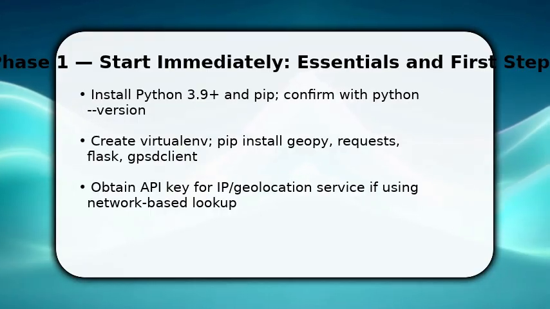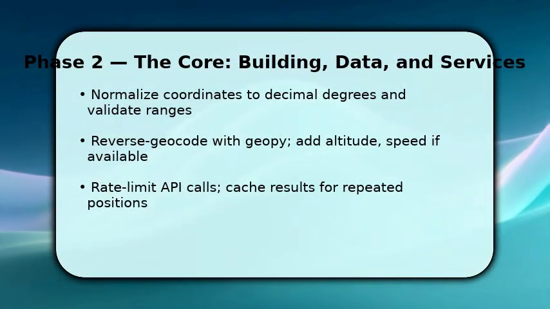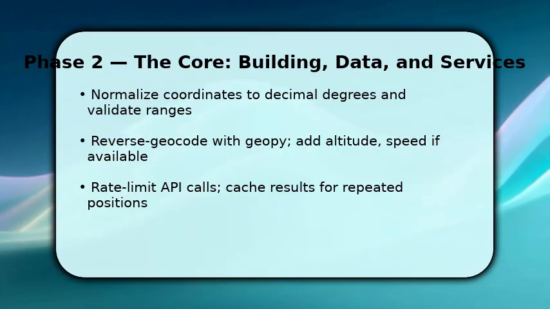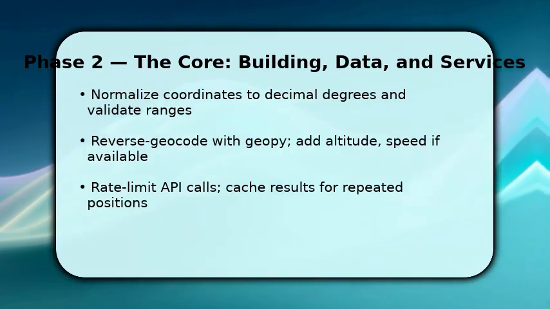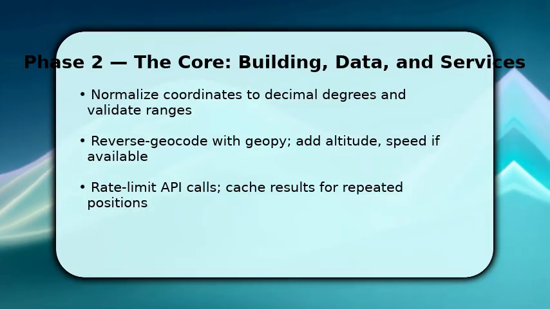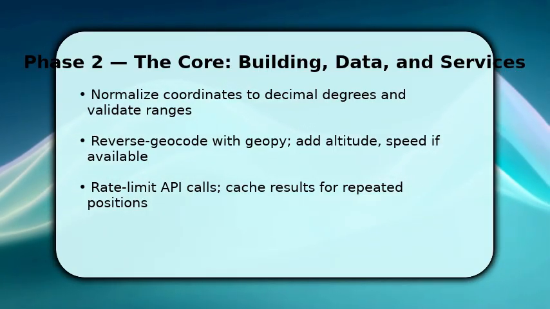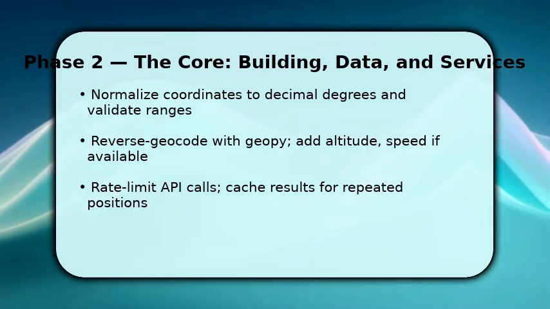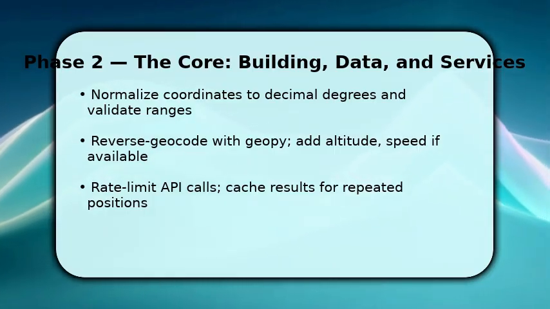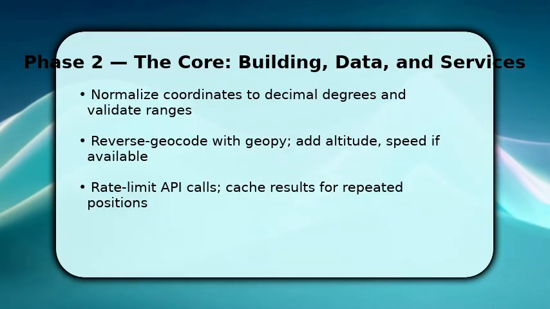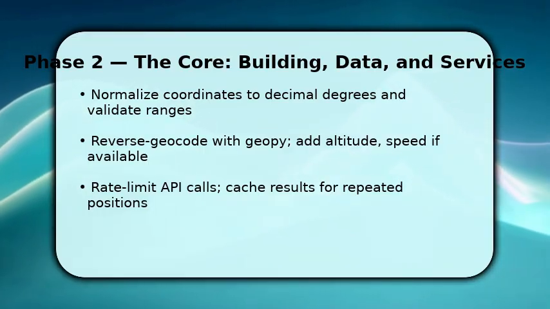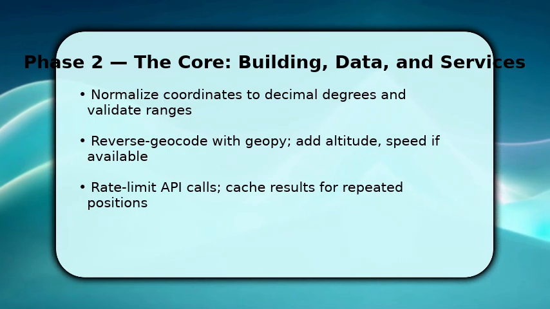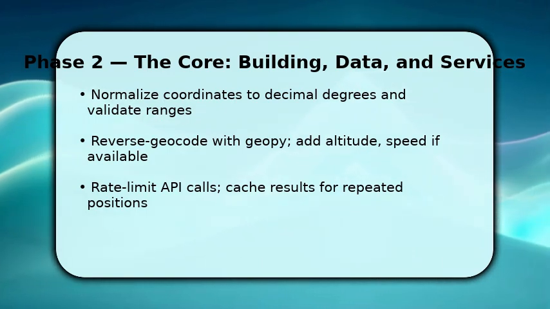Once you have raw coordinates, normalize them to decimal degrees and validate latitude between -90 and 90, longitude between -180 and 180. Then enrich the point, call Geopy for reverse geocoding to get addresses, and attach altitude or speed when the device provides it. Make sure to implement rate limiting and caching so you don't hit API limits. This also improves responsiveness. Finally, format a consistent JSON payload with timestamp, source, and accuracy.